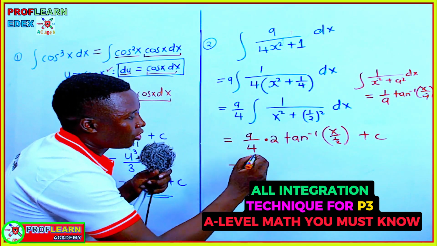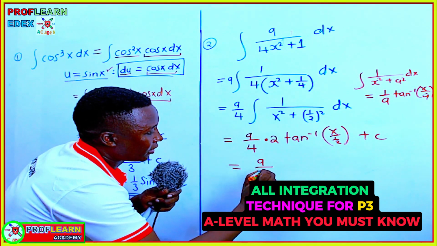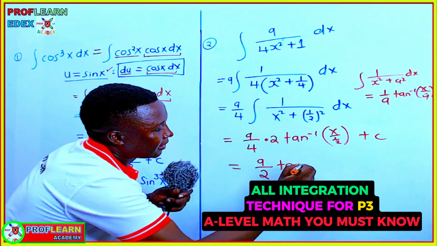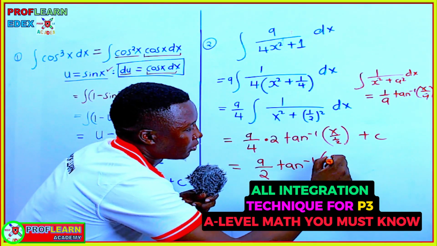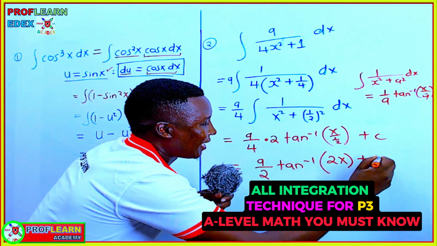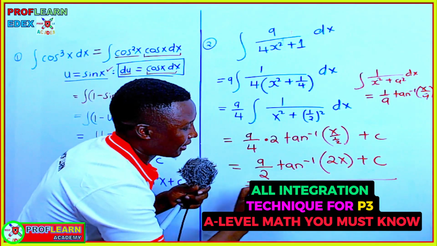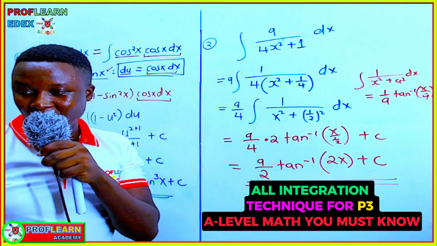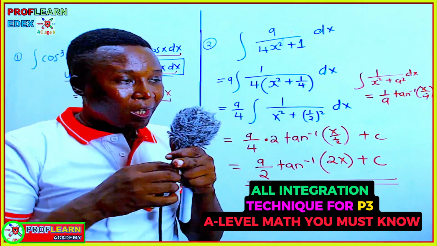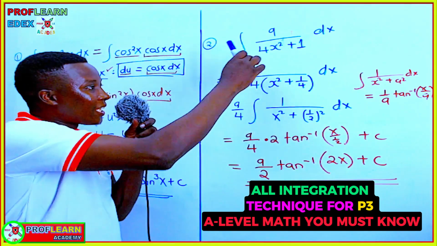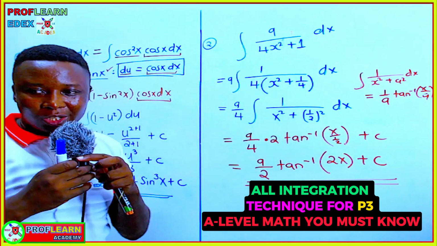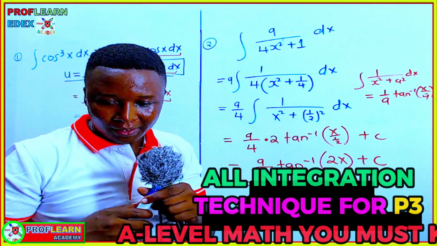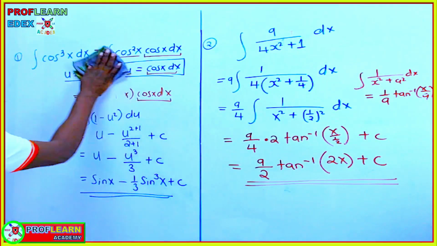And finally, this is going to reduce to 9 over 2 tan inverse of 2x plus c. And that is exactly what you are supposed to do. So in the event you have an integration that looks like this, this is the procedure you are going to follow in order to perform that kind of equation. Let's look at number 3.